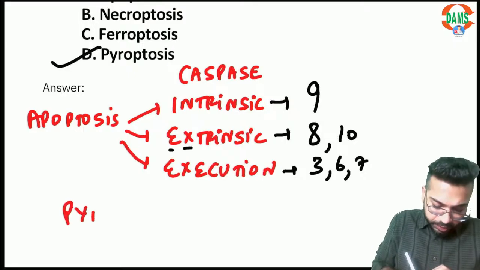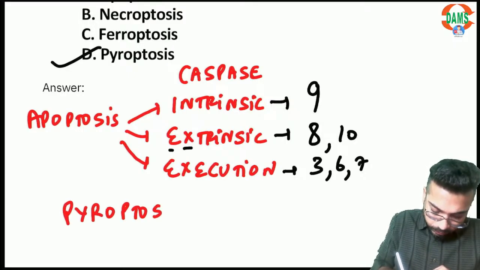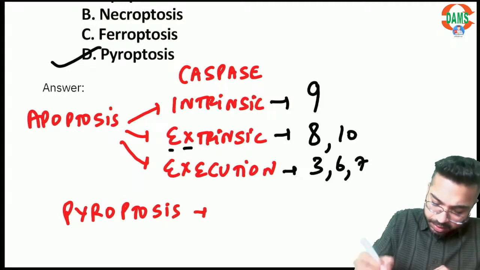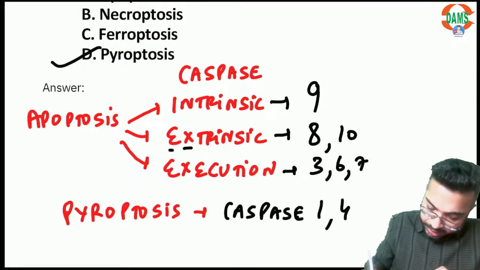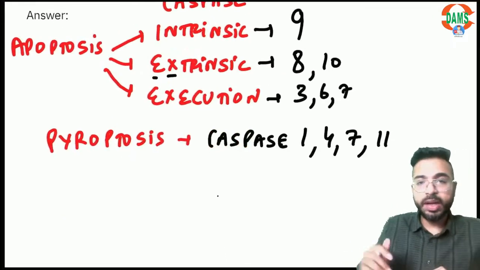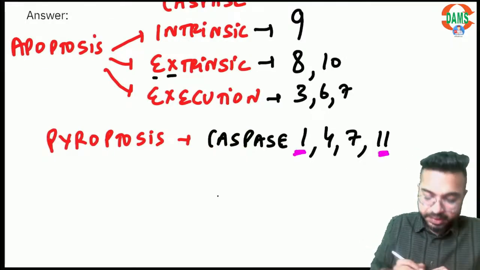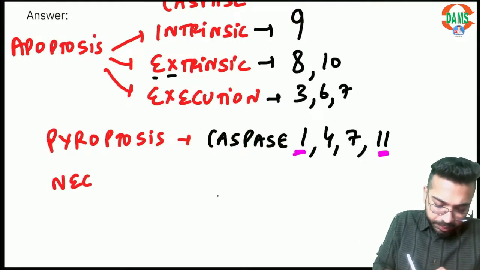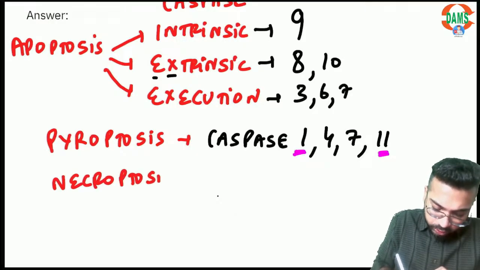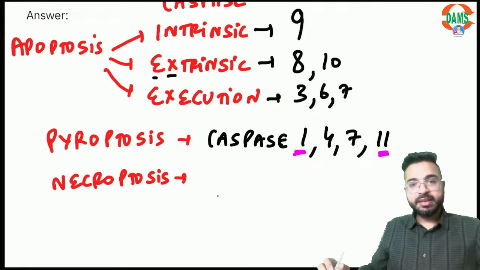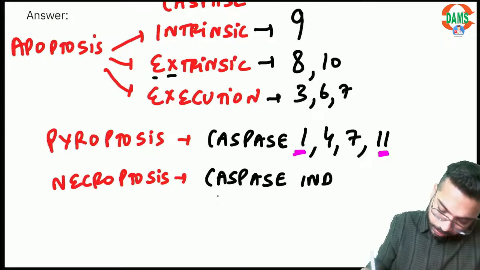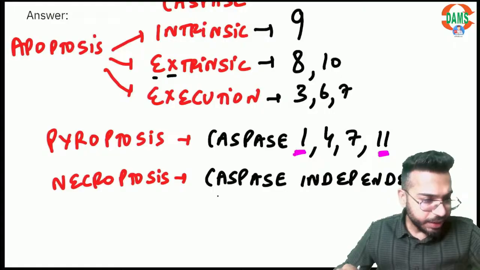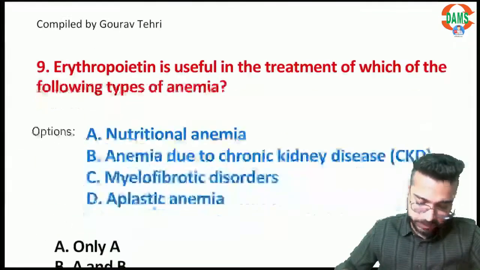सर pyroptosis की बात करें, it is primarily 1 and 11, but remember caspase 1, 4, 7, 11. Main is 1 and 11. But there are 3. INICET can ask all except question. Main is caspase 1, caspase 11. Necroptosis में there is no caspases. This also we have discussed. Direct question from back to basics. It is caspase independent pathway. Right?